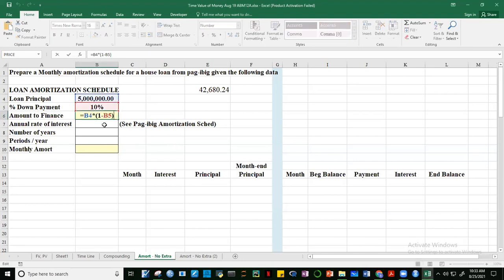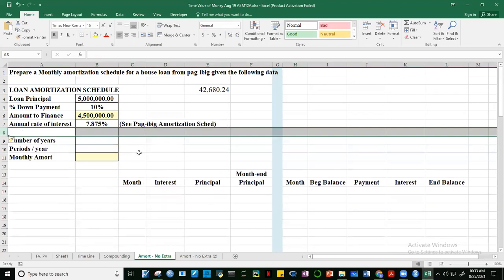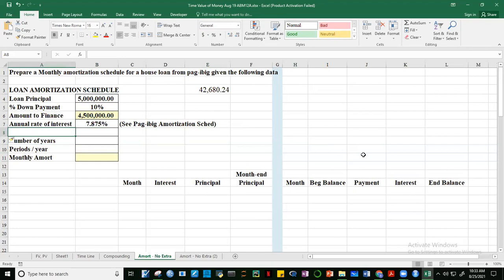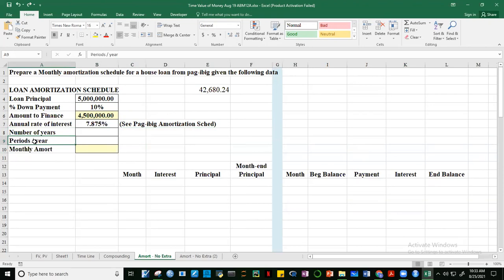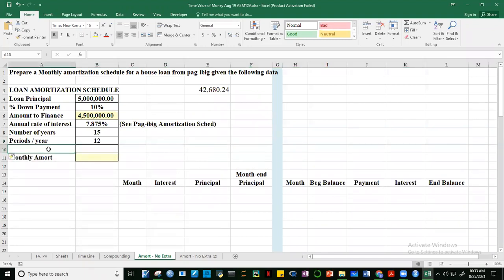Okay. Then according to Pag-ibig, the interest rate is 7.875%. Insert natin. Periods per year, it's 12, no? Number of years natin, it's 15, di ba? 15 yung gagamitin natin. So lagyan na lang natin dito yung periodic rate.